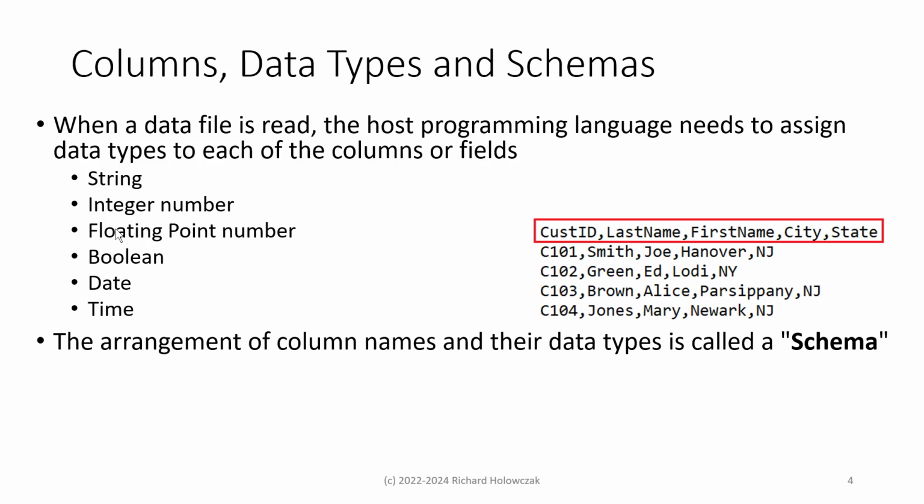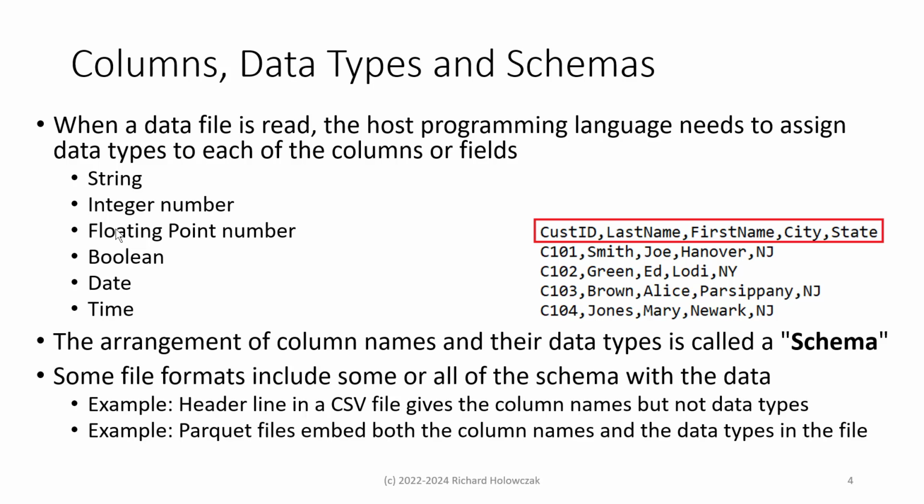And if you've taken a database management systems course, you probably recognize this as the collection of tables with their columns and their data types. So we borrow that same idea. It's the arrangement of the data, what we're going to call each column, and what the data type might be. Some of the file formats include some or all of the schema along with the data. For example, in my CSV file here, we get the names of each of the columns, but we don't see what the data types are. There's another file format we'll talk about called a Parquet file.